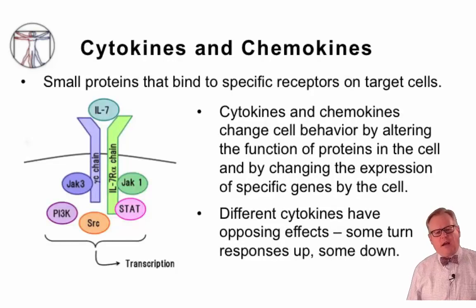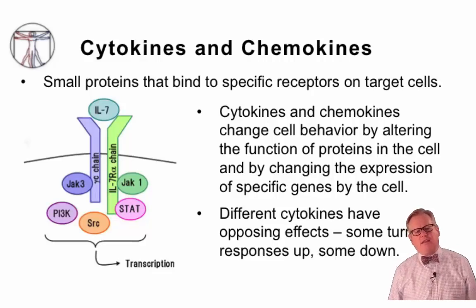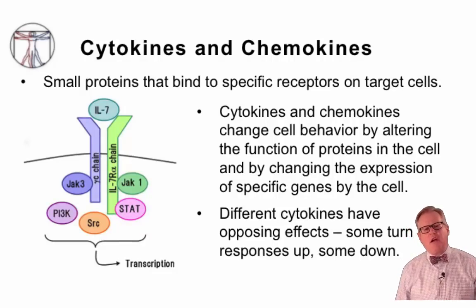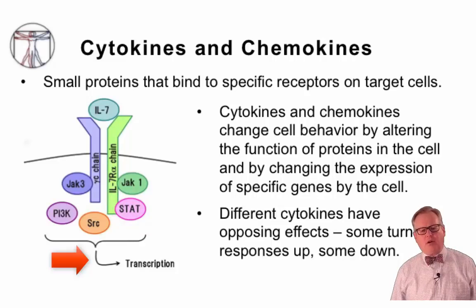What are cytokines and chemokines? These are small proteins that bind to specific receptors on target cells. As shown here to the left, the example of interleukin-7, binding to receptor chains that are in the membrane, sending signals to intracellular signaling molecules that ultimately lead to changes in gene transcription. This is how cytokines and chemokines work.